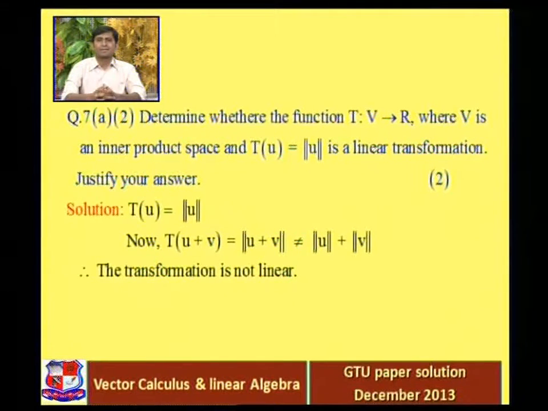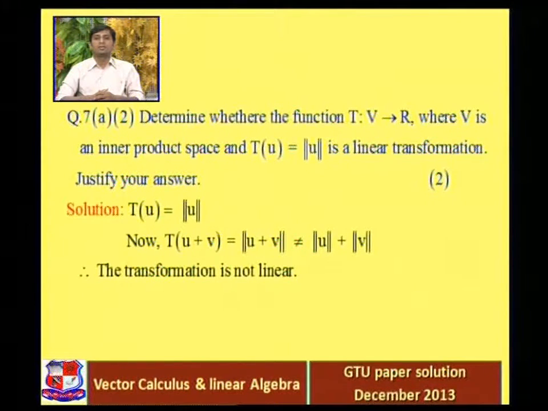This is not a linear transformation, because for a linear transformation two conditions must be satisfied. First, for any two vectors U and V, T of U plus V is equal to T of U plus T of V. And second, for any scalar alpha, T of alpha U is equal to alpha times T of U. If both conditions are satisfied, then the given transformation is linear. But the first condition fails here.